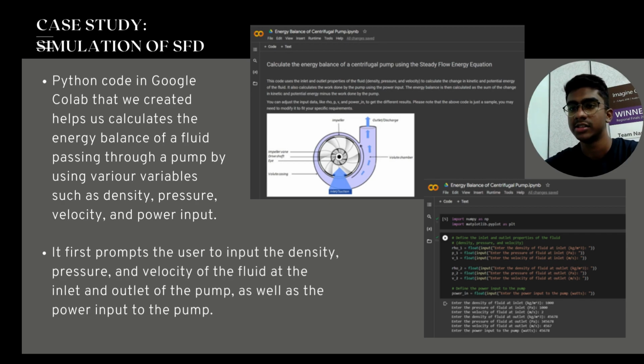For the case study, a simulation of a steady flow device, a Python code in Google Colab that we created helps us to calculate the energy balance of a fluid passing through a pump by using variables such as density, pressure, velocity, and power input. It first prompts the user to input density, pressure, and velocity of the fluid at the inlet and outlet of the pump, as well as power input to the pump.